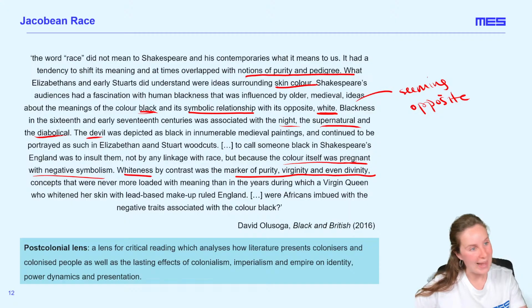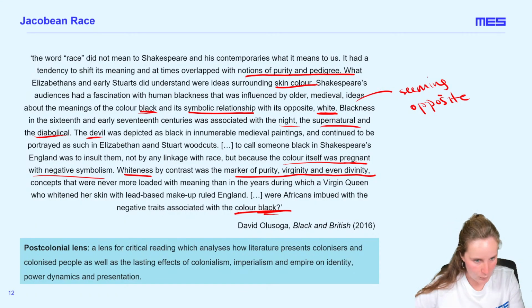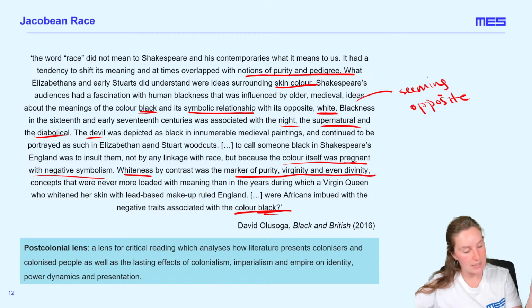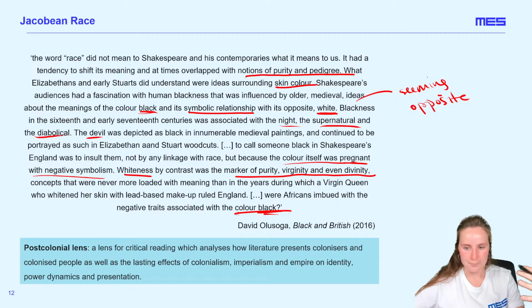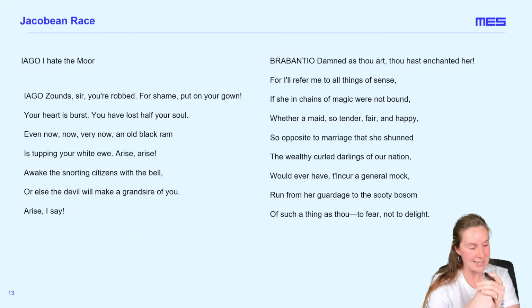So if we're thinking about blackness and race and the view of ideas about race, we can think about this as a post-colonial lens, which is a lens presenting how colonizers and colonized people were treated and presented in literature, so very similar to the feminist lens in that idea, as well as the lasting effects of colonialism, imperialism, and empire on identity, power dynamics, and presentation. So if we're thinking about these ideas of colonizers and colonized people as influencing and engaging with these ideas in Othello, then we can use those as our ideas as well and look at the text that way.